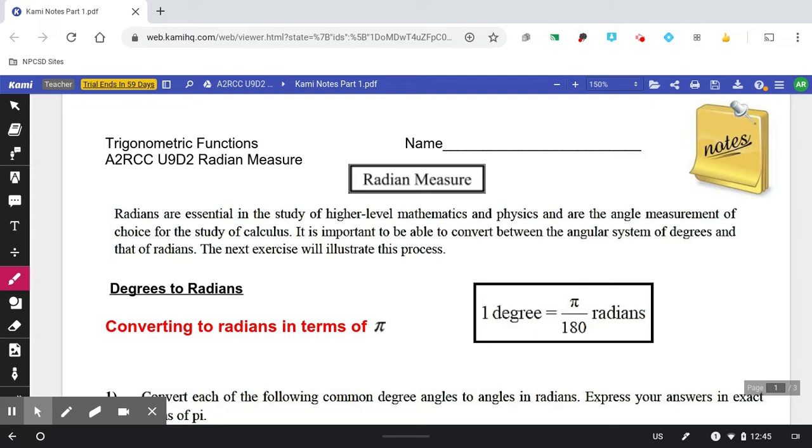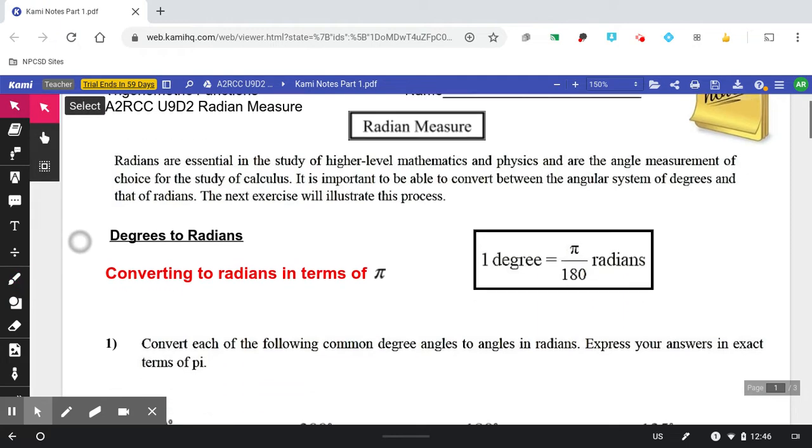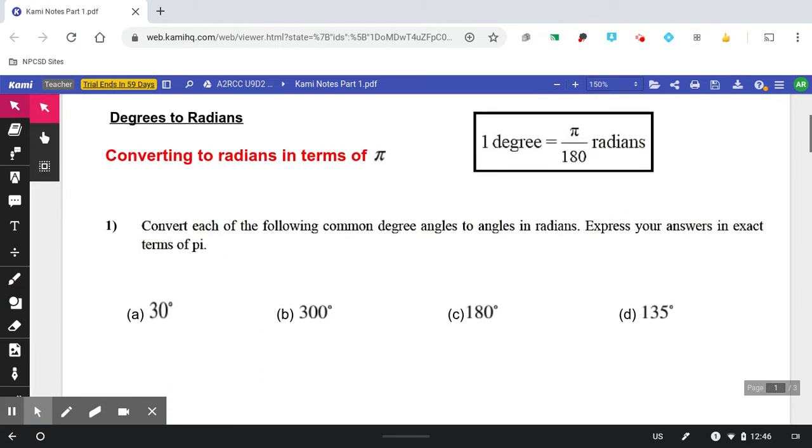Radians are used in higher level math, especially in calculus. So if you're planning on going into something that requires calculus or math, some kind of vocation, then that is going to be important to understand. All right, so radians is really just another way of measuring an angle, okay?